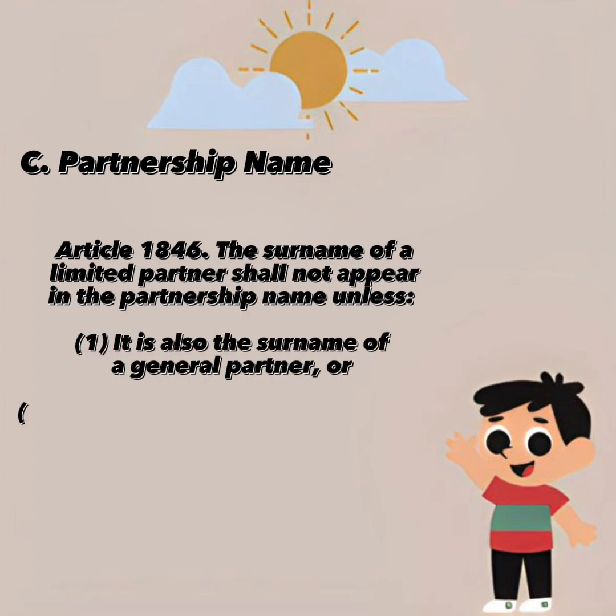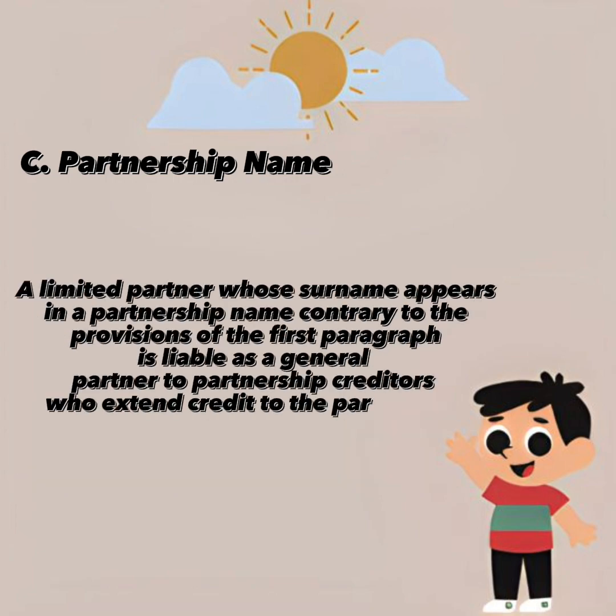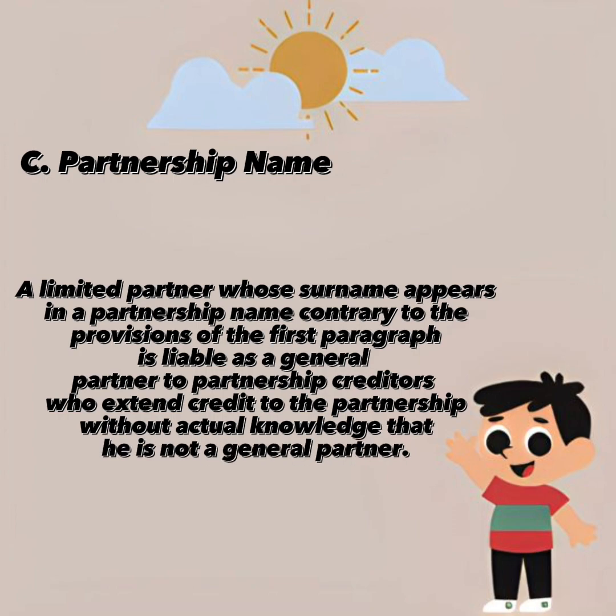Article 1846. The surname of a limited partner shall not appear in the partnership name unless 1. It is also the surname of a general partner, or 2. Prior to the time when the limited partner became such, the business has been carried on under a name in which his surname appeared. A limited partner whose surname appears in a partnership name contrary to the provisions of the first paragraph is liable as a general partner to partnership creditors who extend credit to the partnership without actual knowledge that he is not a general partner.